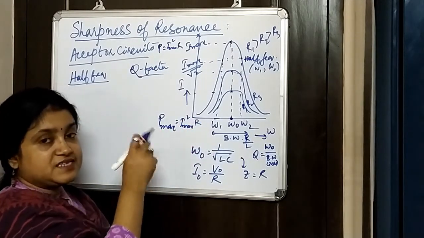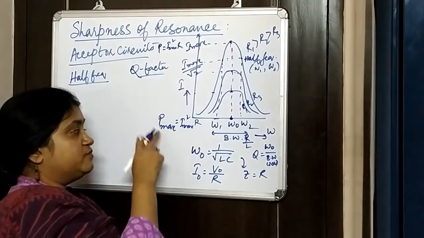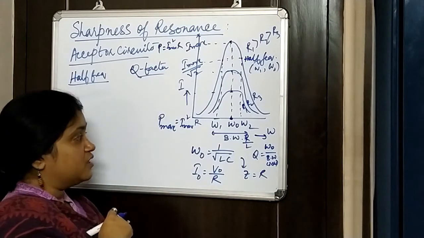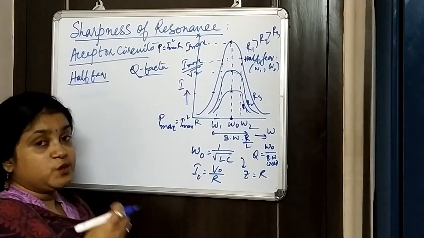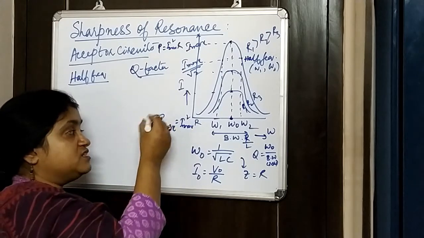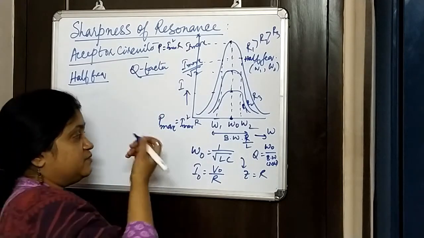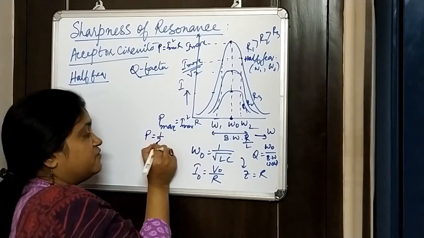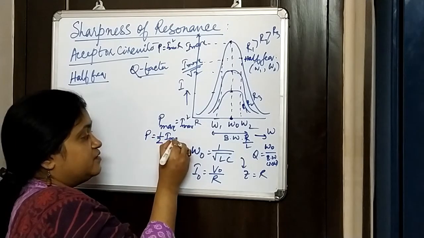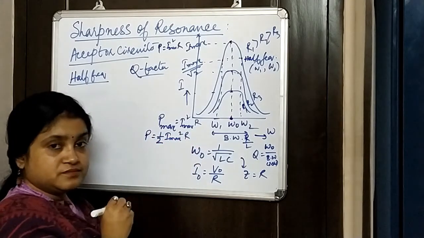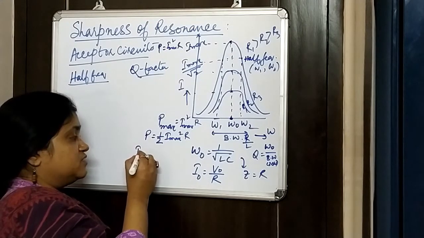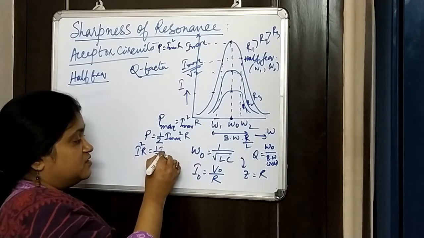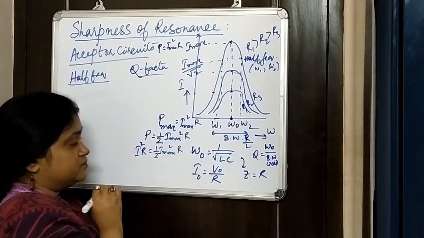This is the formula. Power is I square into R. So for the maximum current, P max is I max square into R. So half frequencies are the frequency where this power is half. It means the power would be half of I max square into R. So this power, I square R, is half I max square into R.